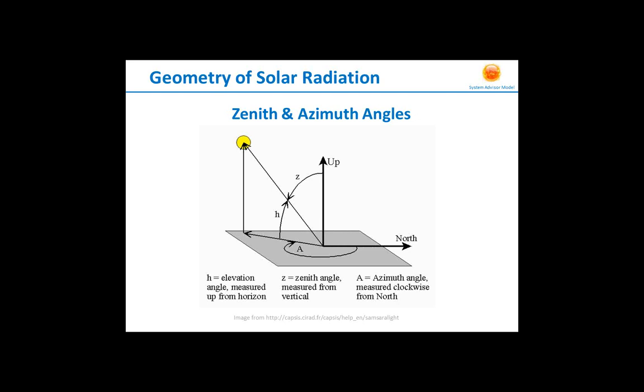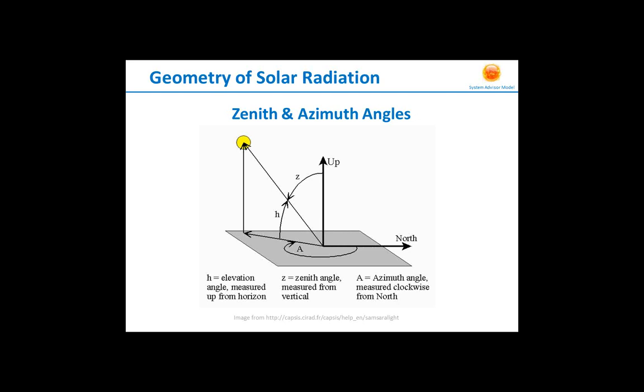The complementary angle to this, which we don't use in SAM but might make more intuitive sense, is the elevation angle, which is the angle of the sun above the ground instead of from the normal to the ground. But it's easy enough to translate from one to the other since the sum of the two angles is always 90 degrees.